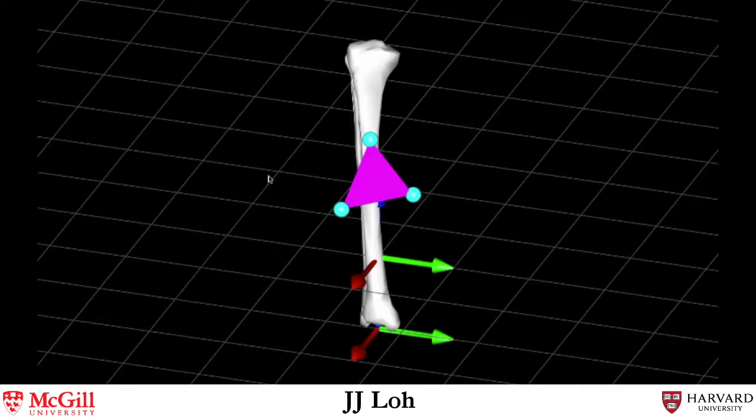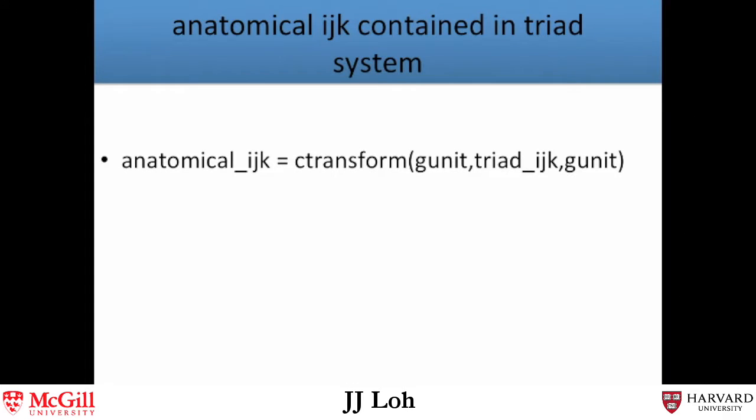Now why do we want to do that? Well, it's because the triad system always perceives the limb segment it is attached to in the exact same way. That perception never changes between the triad system and the anatomical system. And we want to save that perception. How does the triad system perceive the anatomical system? To save that, we must save the anatomical ijk vectors inside the triad system. And to do this, we use the following formula.